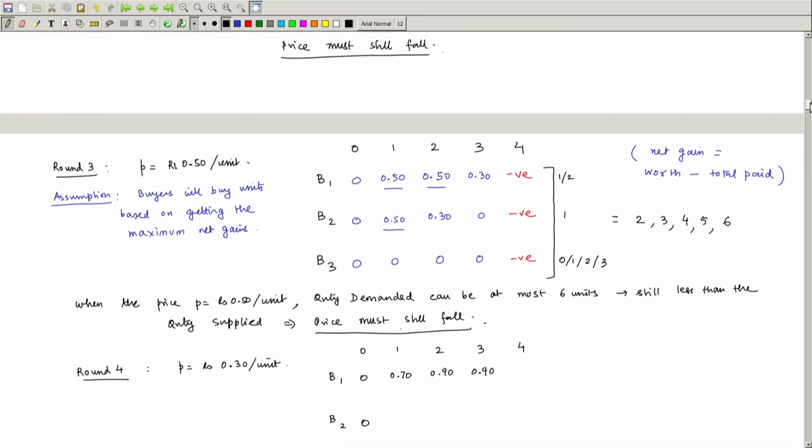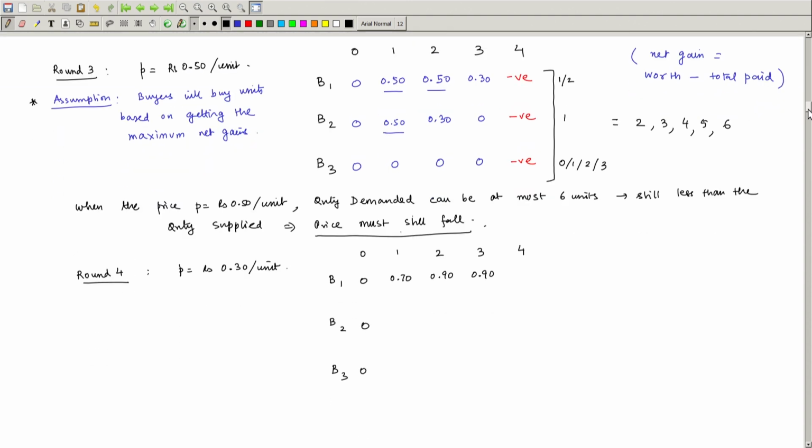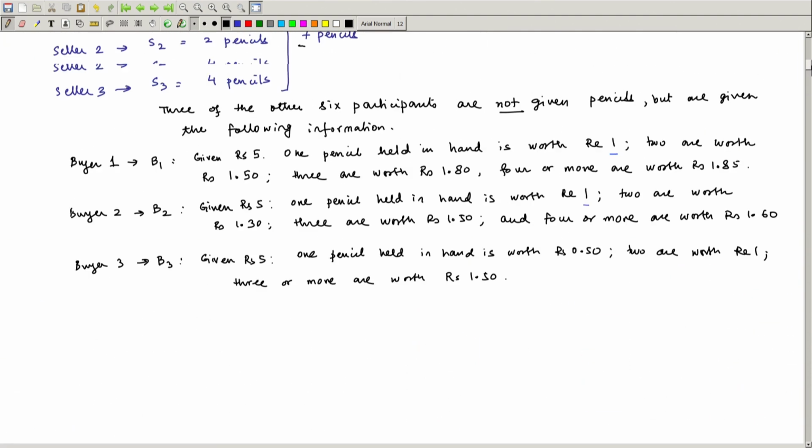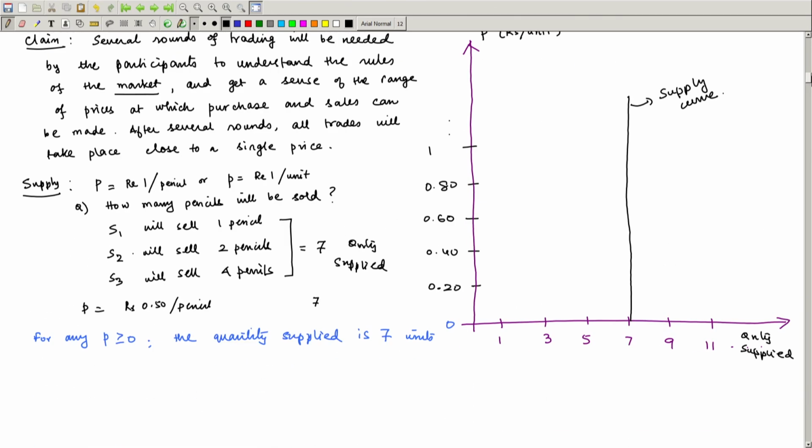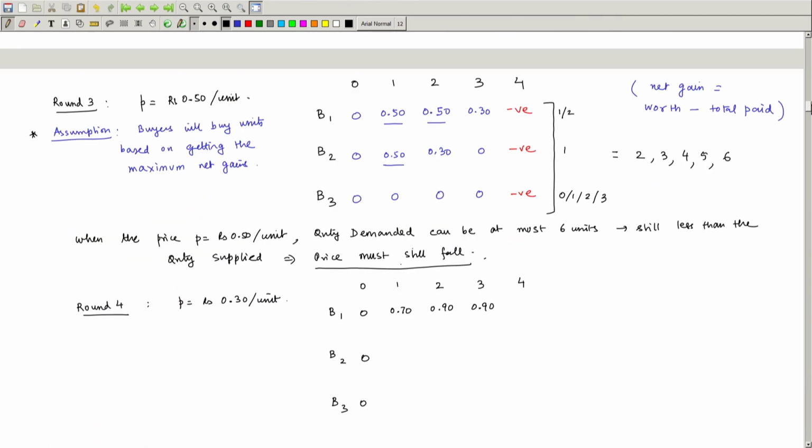So, recall I have put this assumption that buyers will keep buying units based on getting the maximum net gains. Okay. So, now let us check for 4. 4 are worth 1.85, right. So, for 4 I will be paying 4 times 0.3, which is 1.2, and my net gain is going to be 0.65. Okay. But that is going to be lower. So, here the choice is going to be either buy 2 units or buy 3 units for buyer 1.